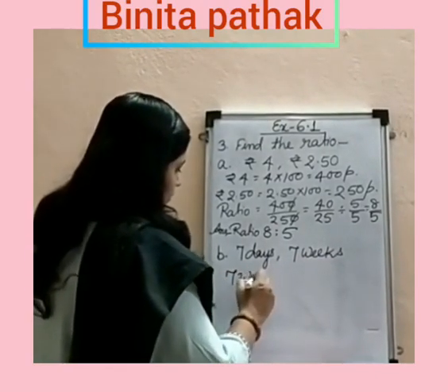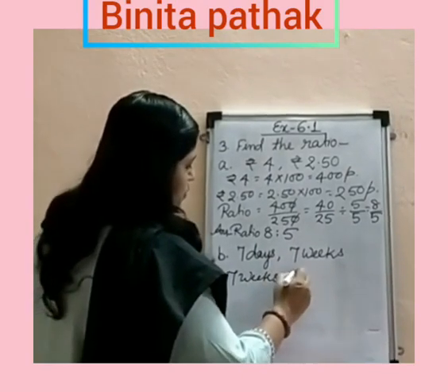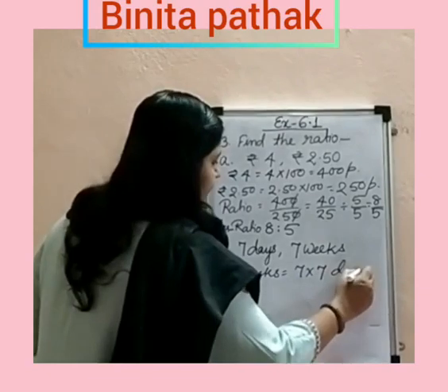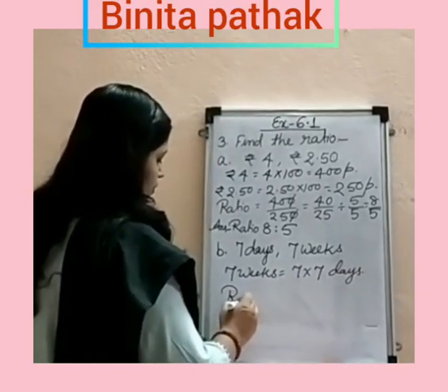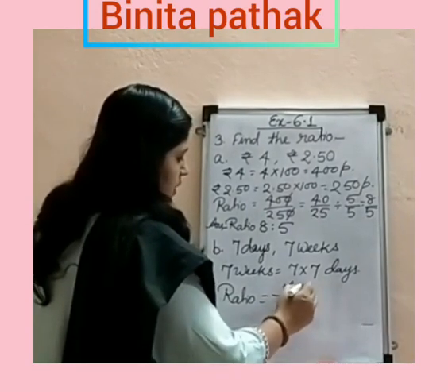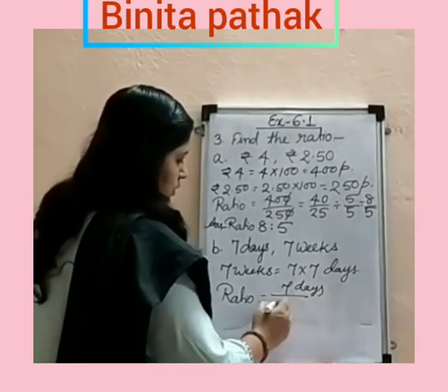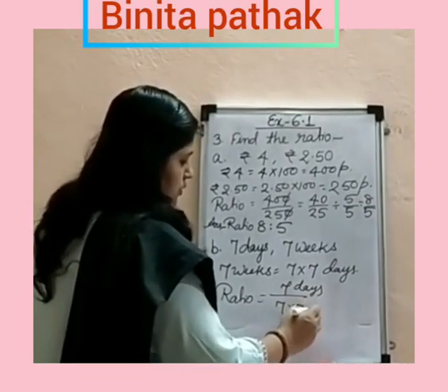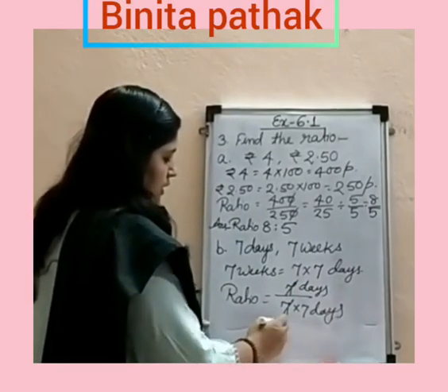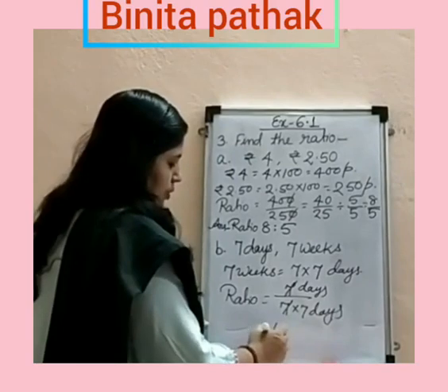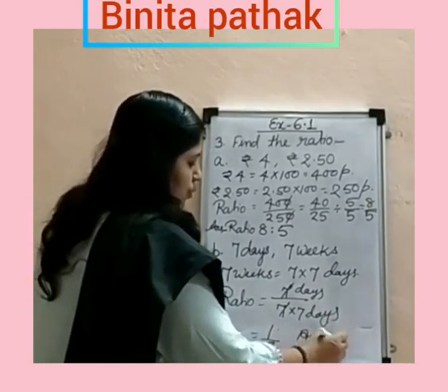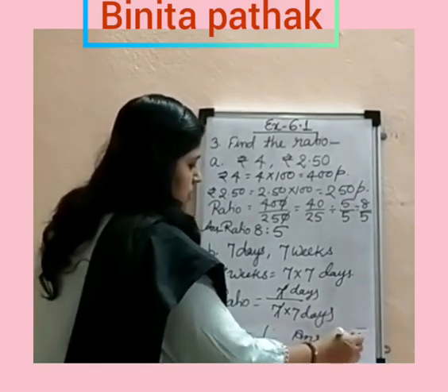7 weeks equals 7 into 7 days. Now ratio: 7 upon 7 into 7 days. Cancel 7 and 7. We have 1 upon 7. Answer is 1 is to 7.